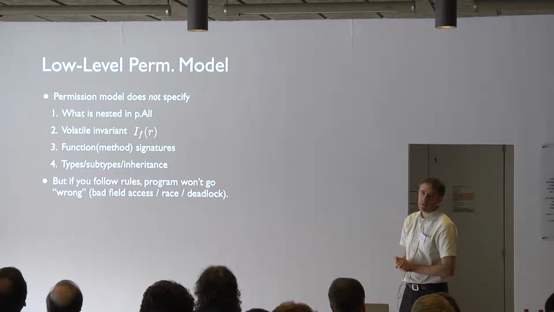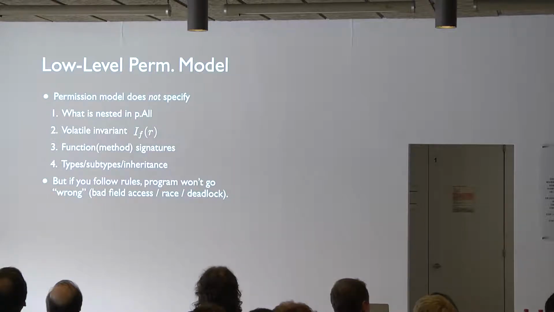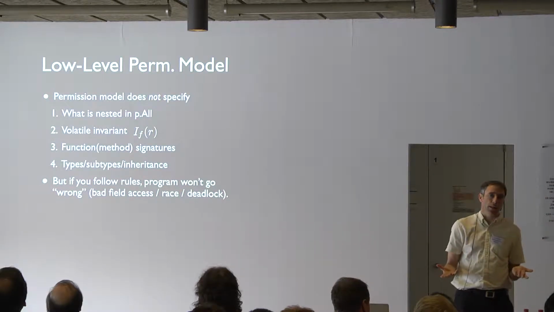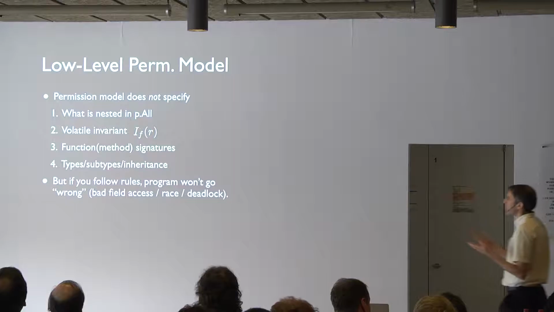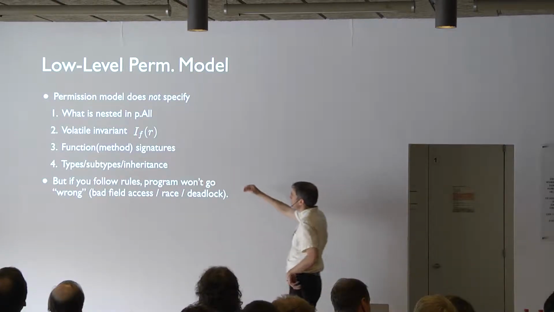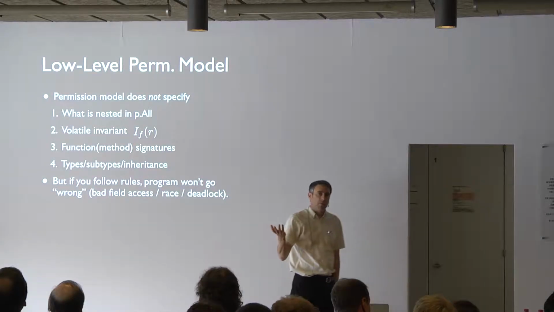Things it does not have: it does not specify what actually is nested in p.all. That's the permission you get when you do your synchronization. What state is actually protected by that object? The permission model doesn't specify that. So you just get to say what you want to put in there. Anything you want to put, you can. It's fine. The permission model allows you to do it. It doesn't specify what the invariant is for a particular volatile field. You get to specify that yourself.